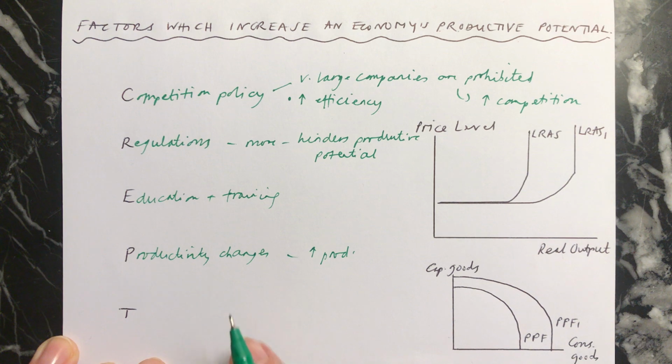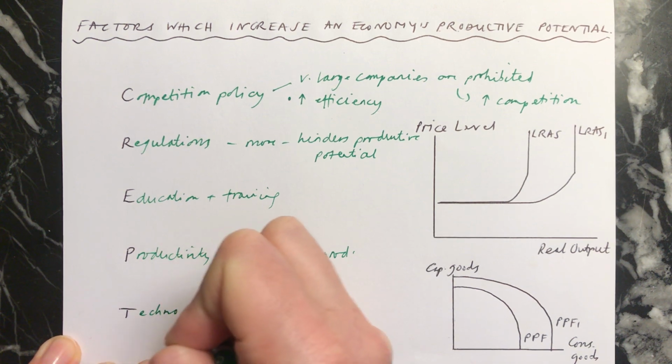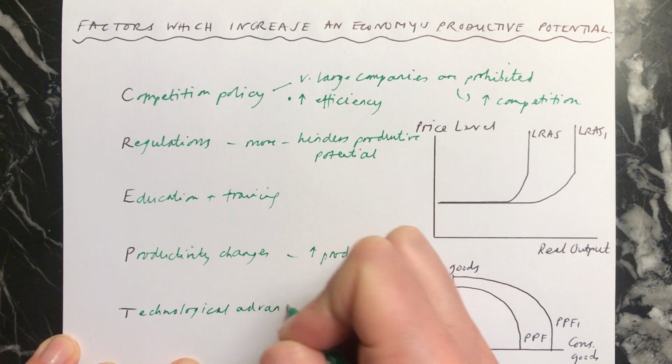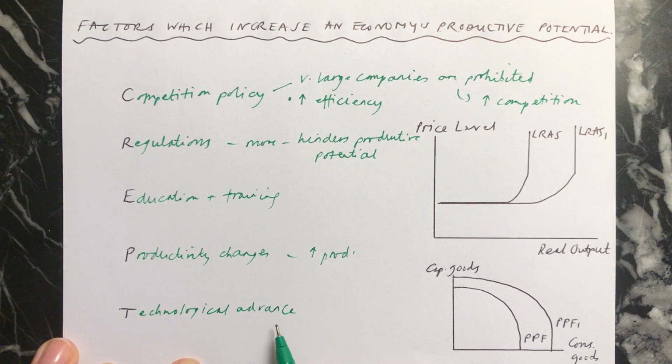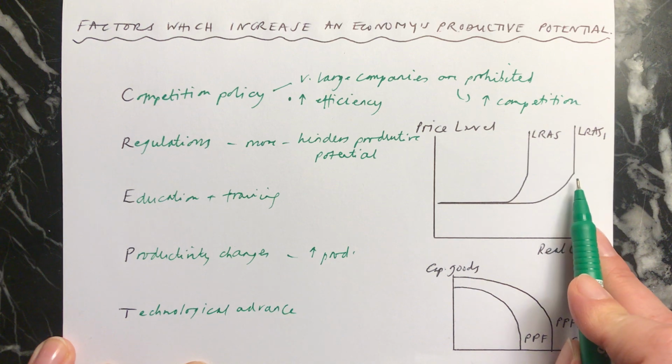The final one is technological advance. And technological advance will mean that businesses are using more technology, perhaps IT or artificial intelligence, those things, and that will enable them to be able to produce more with the factors of production that they have. And this will increase the productive potential from LRAS to LRAS 1.